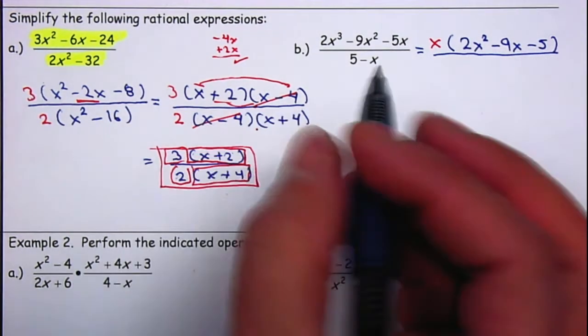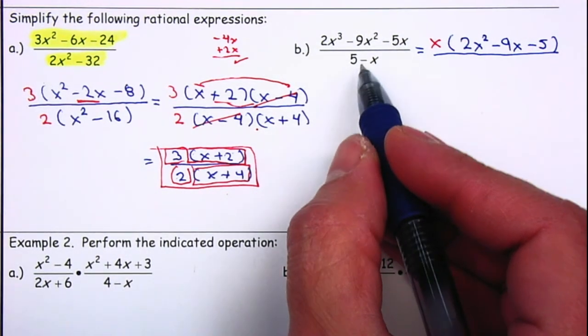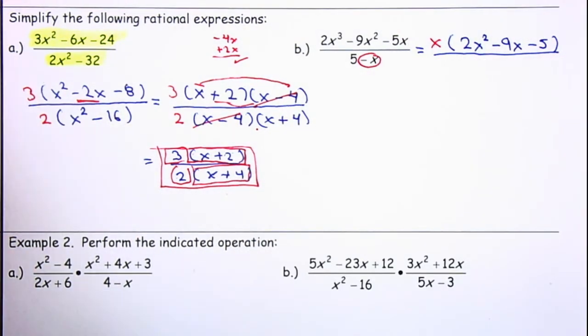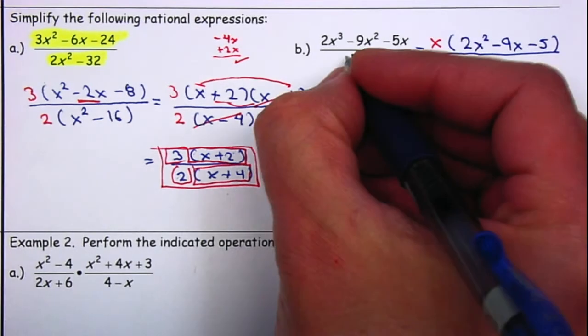Denominator. If you notice, this is not written in the correct format, so we need to rewrite it. The negative x should be written first. So it'll be negative x plus 5. That's a positive 5.